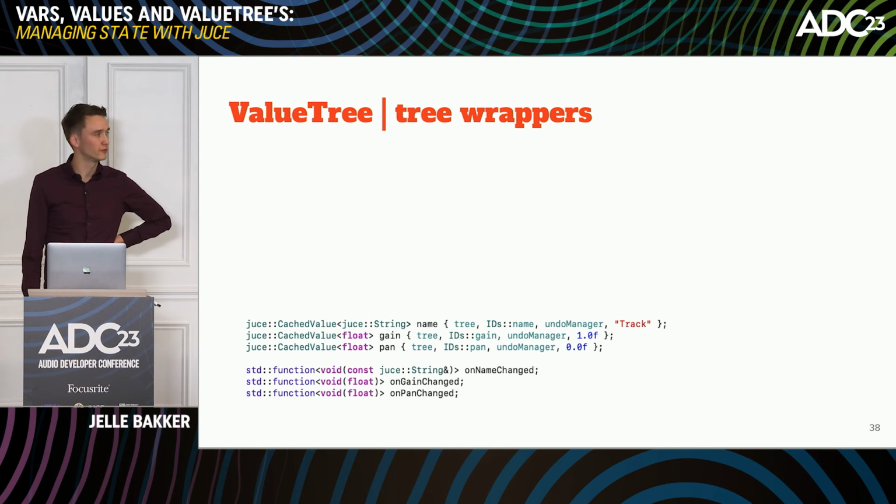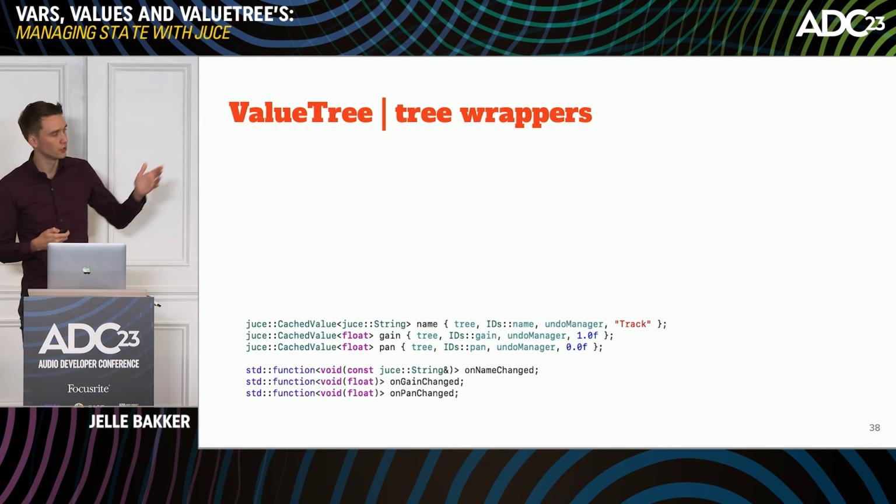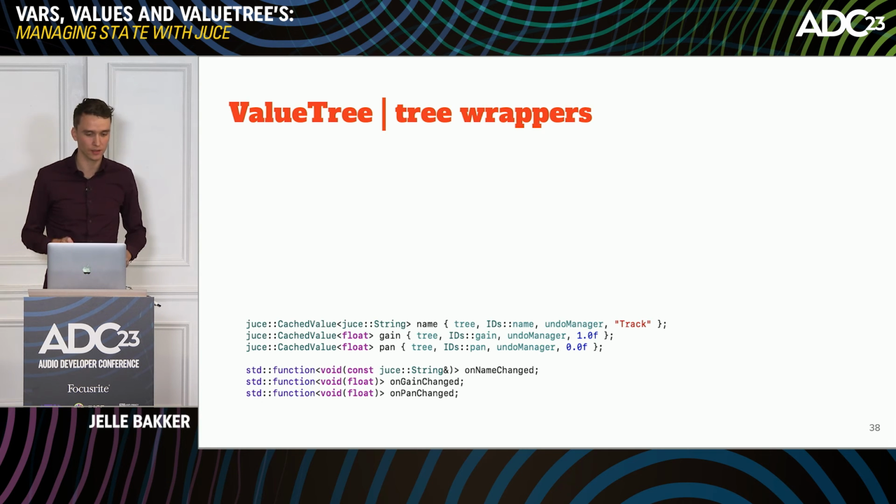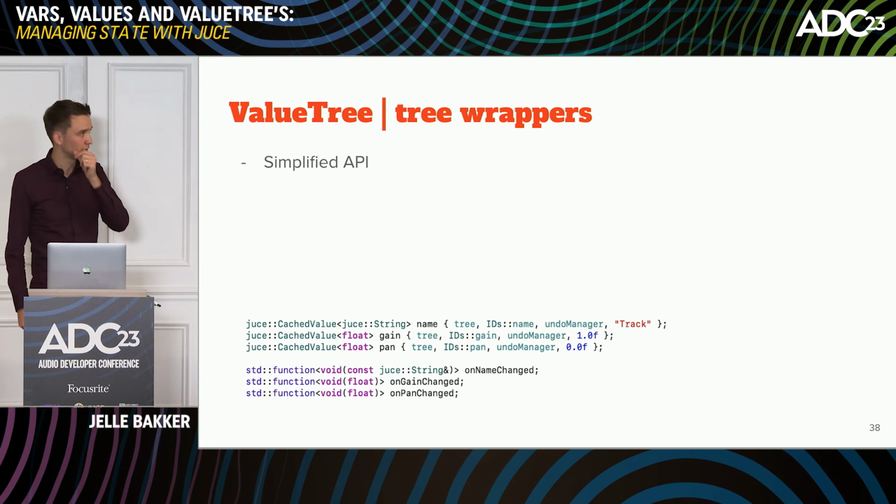The next thing I want to cover is tree wrappers. This is one next step for avoiding mistakes, and it is to write wrappers around value trees. So imagine you have a track that has a name, a gain, and a pen, probably more stuff, but at least this, and you want to use a track nicely in state, you can write a track wrapper. I'll show a more extensive example in a second, but first I want to point out the advantages.